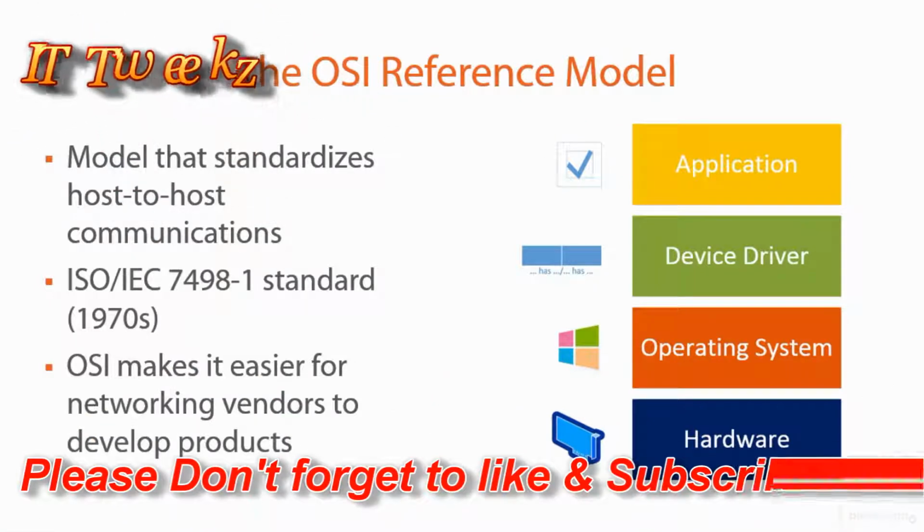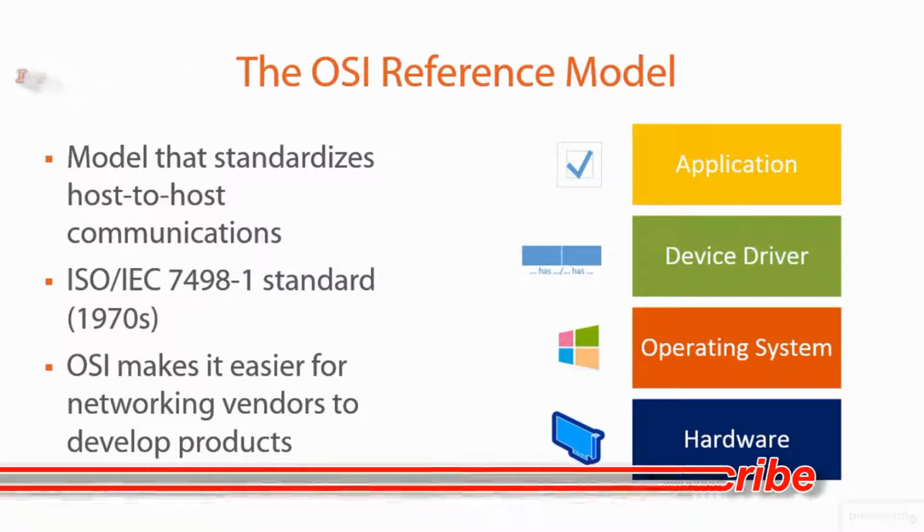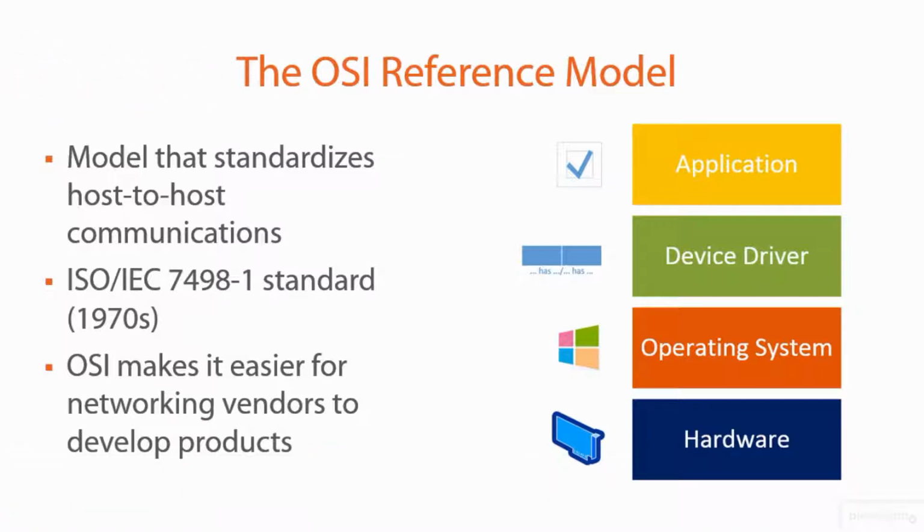Understand that the OSI reference model is a 7-layer model. We'll cover the 7 layers in just a moment. That makes it easier, among other things. It helps us as working professionals to do troubleshooting, but OSI also makes it easier for vendors. Think of manufacturers like Netgear and Cisco and IBM who make network interface cards and network appliances.